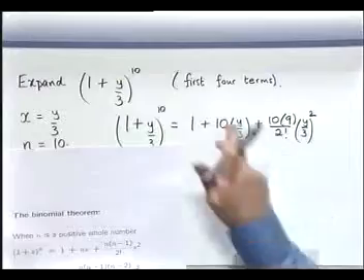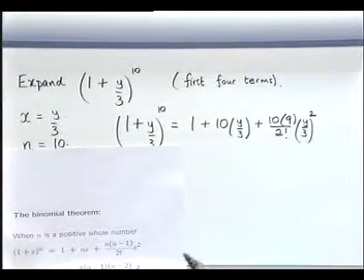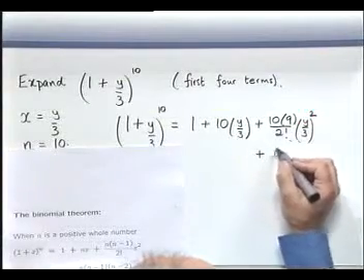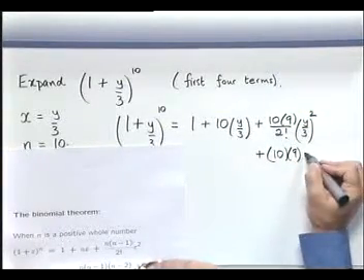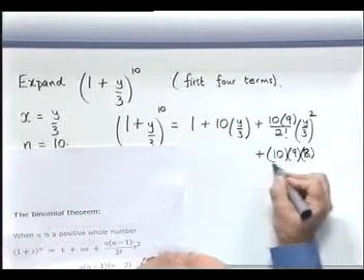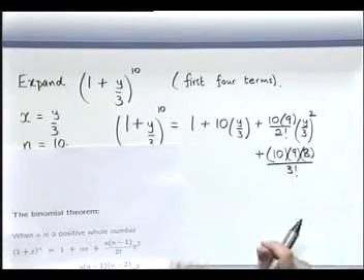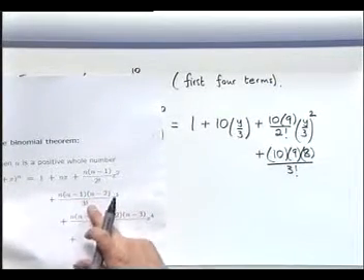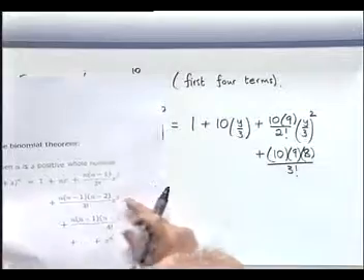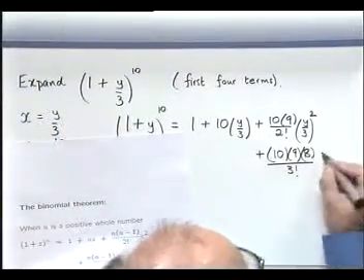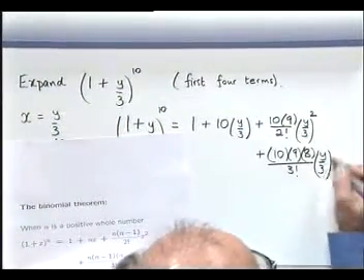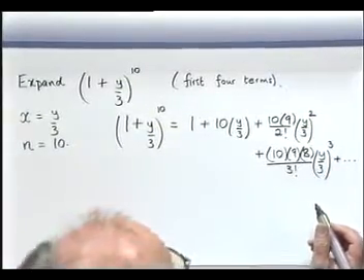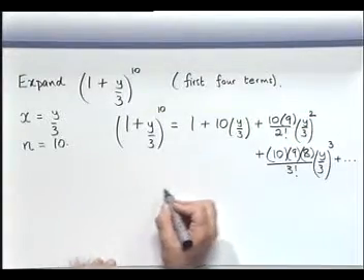I want to generate one more term because I've said I want to look for 4 terms. So the next term is going to be n, which was 10, n minus 1, which is 9, n minus 2, which is 8, and this time over 3 factorial. So I'm here, n times n minus 1 times n minus 2 over 3 factorial, and we want x cubed. x is y over 3, so we want y over 3 cubed. And the series goes on and on. Let's just tidy up what we've got.